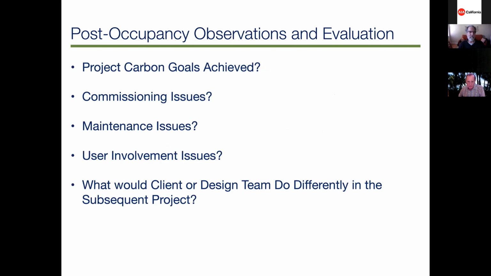And then finally, the big observations, and we want to know, did you achieve the goal? Are there issues now with maintenance that you want to plan for next time? Did the user get involved? And then finally, what would the design team do differently? It's very, very good to see those.